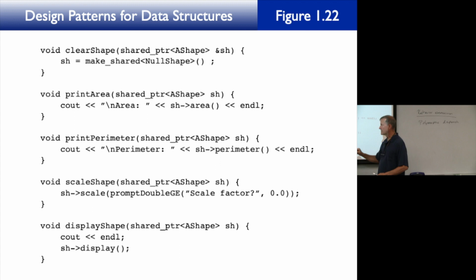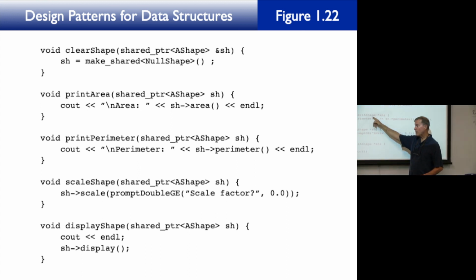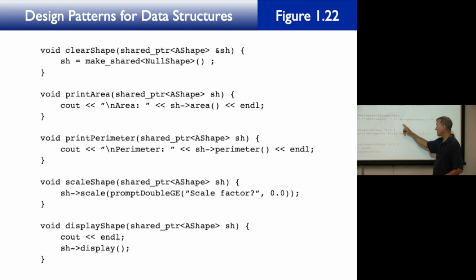It says it's given SH. What is the type of SH? It's a pointer to a what? To an abstract shape. It's a pointer to an abstract shape. Now what are we saying here? We're saying cout, new line, perimeter, and we're outputting what? SH arrow perimeter. Because it's stored at that location.